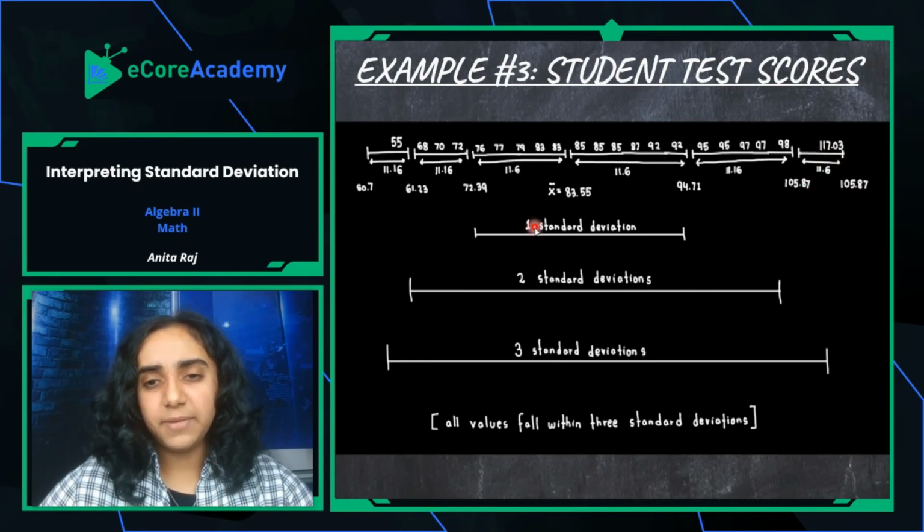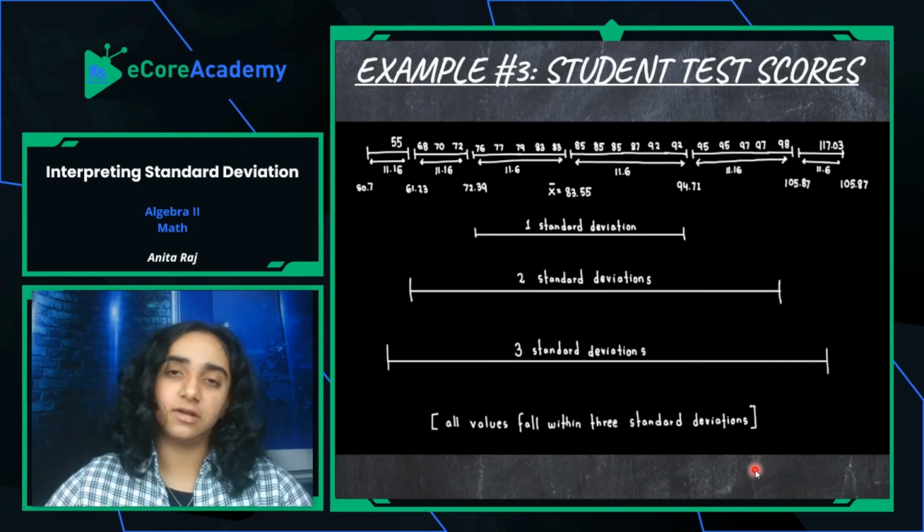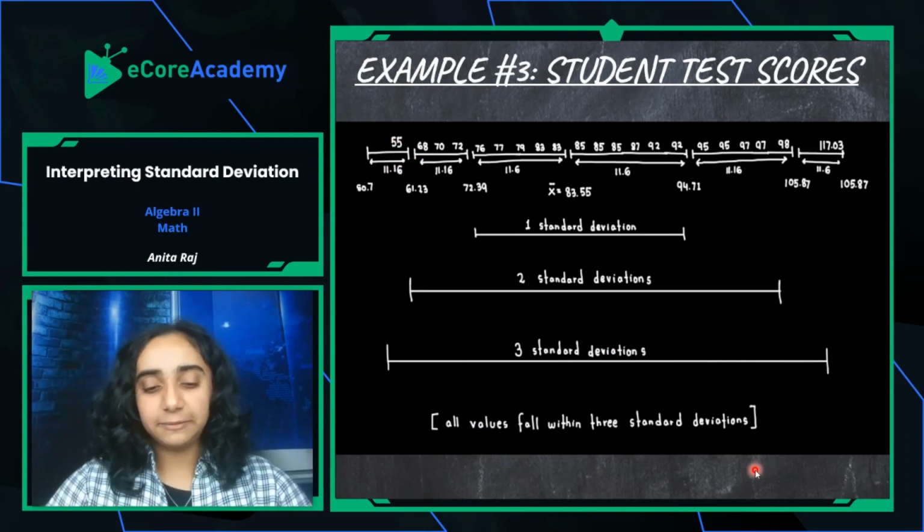So with that being said, we've had one standard deviation, which was the first time we added and subtracted 11.16. Then we had a second standard deviation when we added and subtracted 11.16 again, and then we had the third one where we had to include 55. So we had three standard deviations, and the answer is all values fall within three standard deviations of the mean. That's how you would solve that.